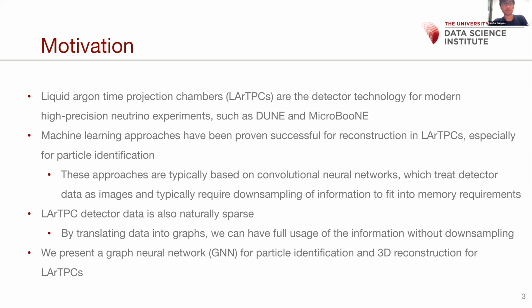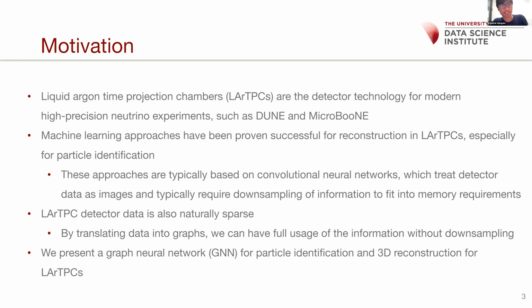Before I get into the specifics of our implementation, just to give some background, to first start with motivations. Liquid argon time projection chambers are the detector technology for modern high-precision neutrino experiments. Examples include DUNE and MicroBooNE. Within these experiments, machine learning approaches have been proven successful for reconstruction, especially for particle identification. Typically a lot of these approaches are based on convolutional neural networks, or CNNs, which treat detector data as images and also typically require downsampling of information to fit into memory requirements.